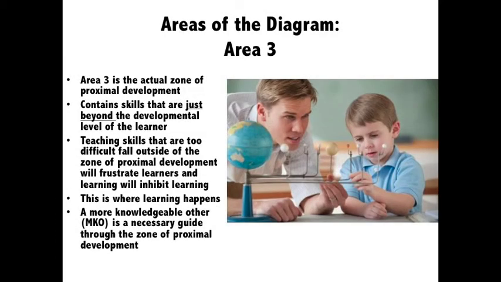Like we said earlier, in order to even get to Area 2, a learner must pass through Area 3. Area 3 is the actual zone of proximal development. It contains the skills that are just beyond the developmental level of the learner. Skills that are too difficult fall outside of the zone of proximal development and will frustrate learners and inhibit learning. This is the zone where learning happens. Also, a more knowledgeable other is a necessary guide through the zone of proximal development.